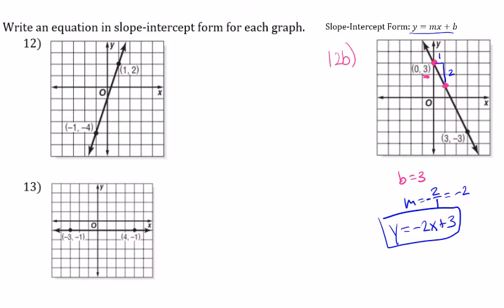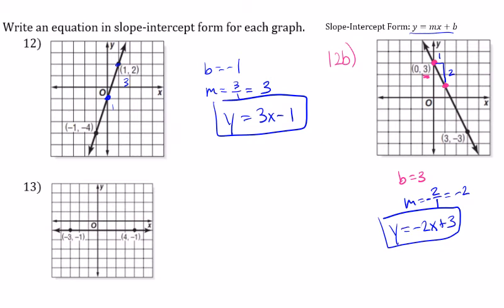12, the same thing, right? They give us 2 points, so we could use our slope formula to do that. But we can see the y-intercept is negative 1, right? So b is negative 1. And we can see the slope visually. You can see the rise is 3 and the run is 1. So 3 over 1, and it's going to be positive, right? Because it's going up and to the right. So we can just say y equals 3x minus 1. All right.